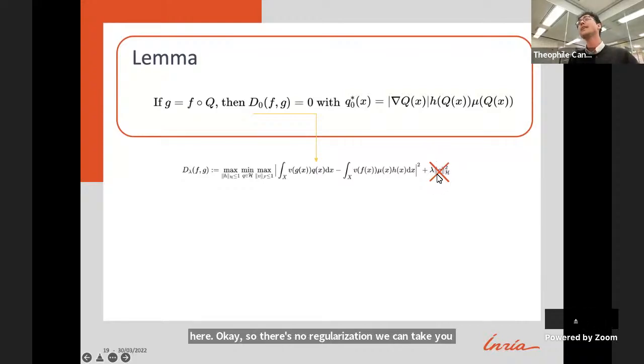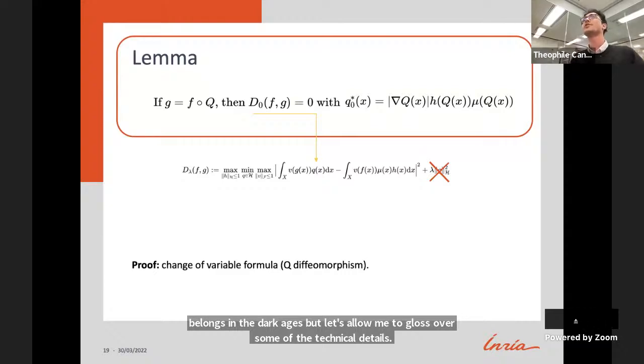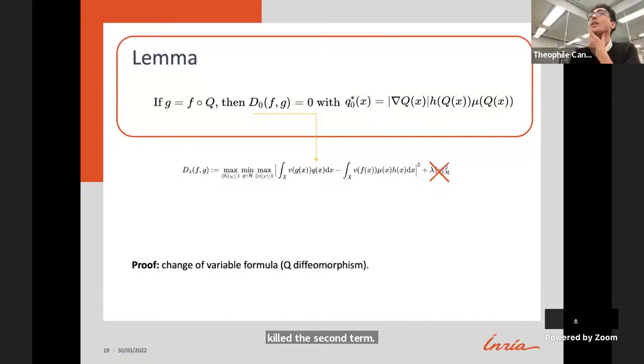We can take Q to be in the RKHS, but to have as large a norm as it wants. And so to be very irregular, maybe to grab several patches in an image, to have a very large norm, right? And so in any case, we're always able to grab such a function, and it looks like this, right? As long as it belongs in the RKHS, but allow me to gloss over some of the technical details. So the proof is the change of variable formula, since Q is a diffeomorphism, so we can apply it, right? So we can achieve 0 for the first term, since we've killed the second term, given, let's call it Q0 star, okay, which is the optimal Q for lambda equals 0.